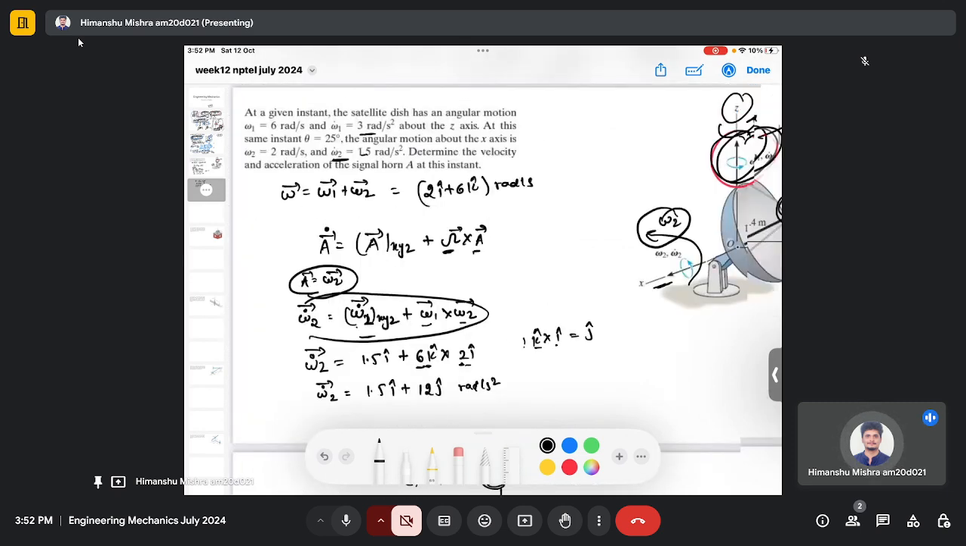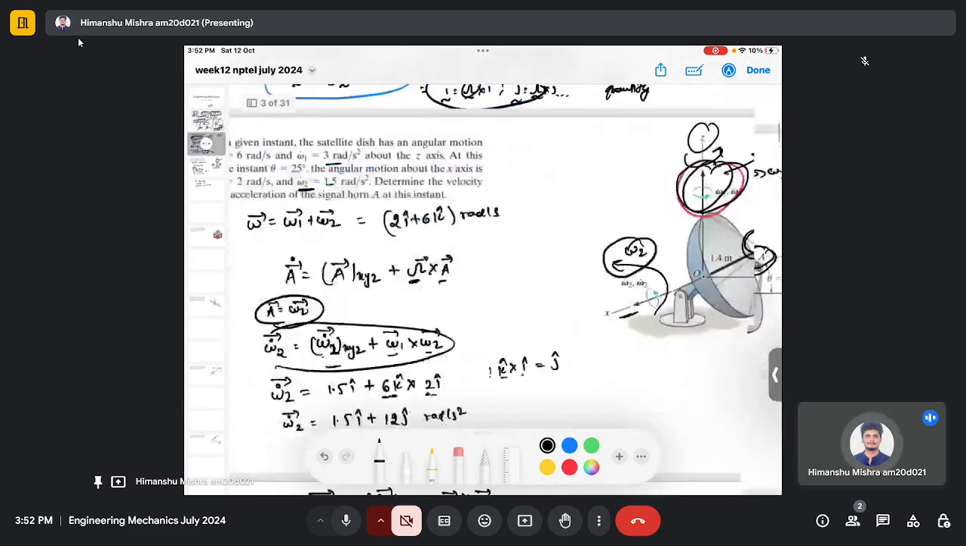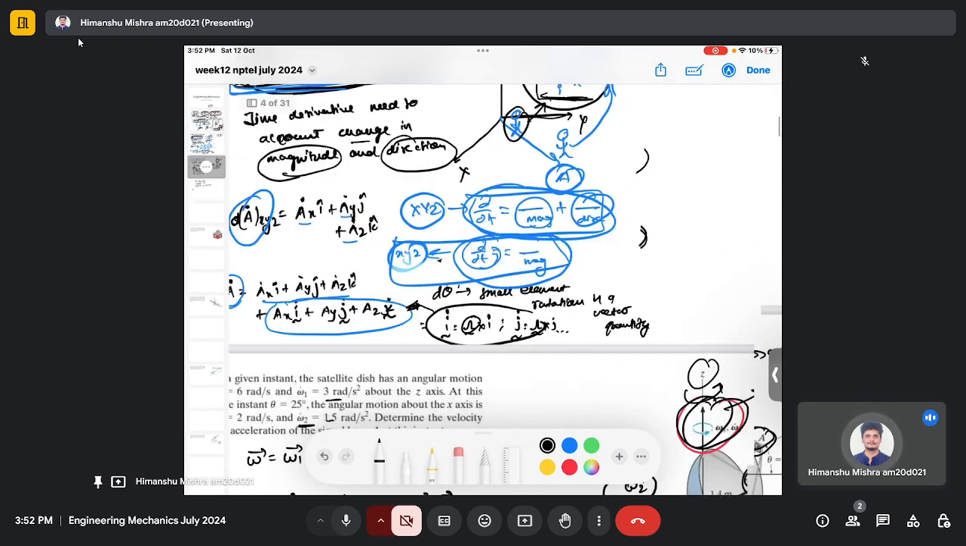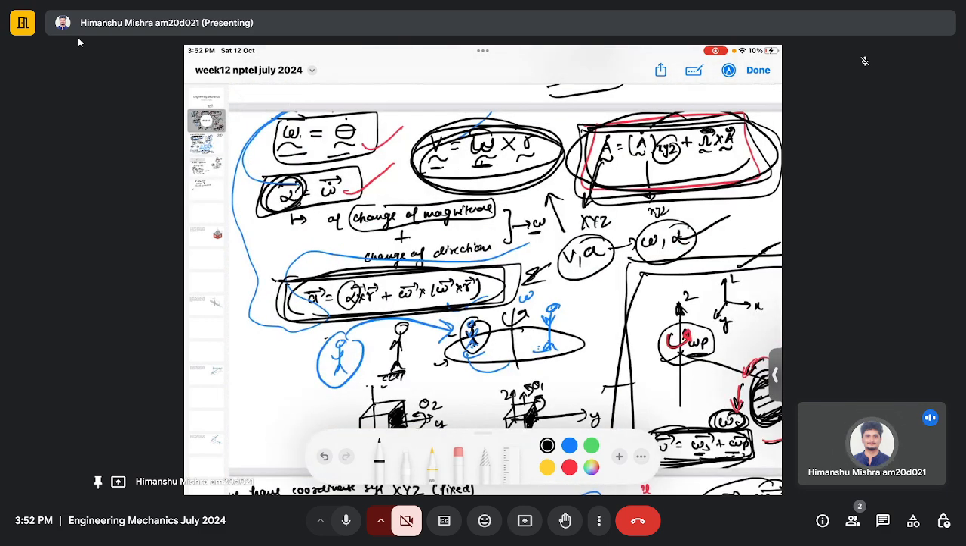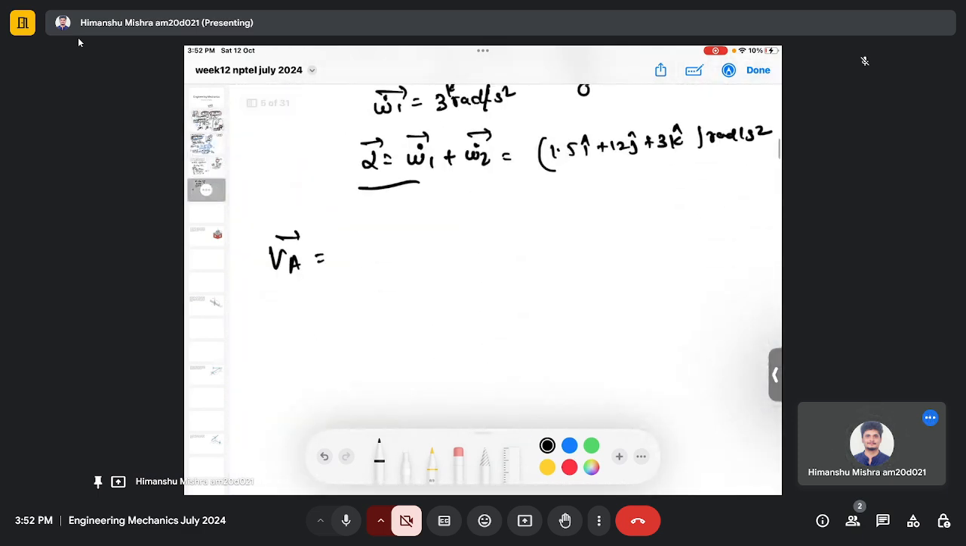Right, so we have discussed that in order to find the velocity and acceleration, we need angular velocity and angular acceleration. So we already have angular acceleration and angular velocity now. So now we can calculate the velocity of point A, and we will use the same formula to find the velocity of point A. We will be using omega cross r. So velocity at point A will be omega cross RA. And now we need to define position vector RA.